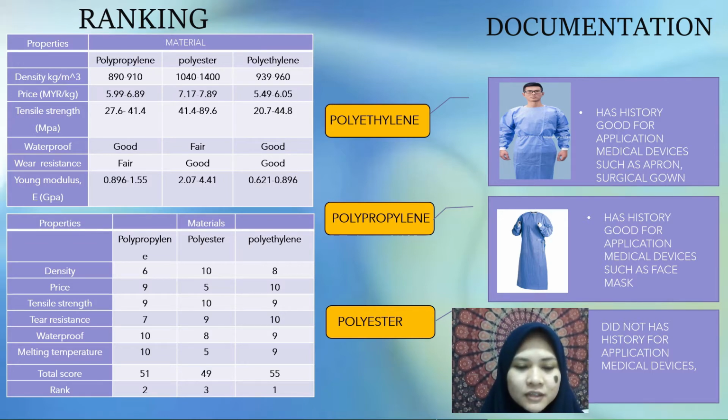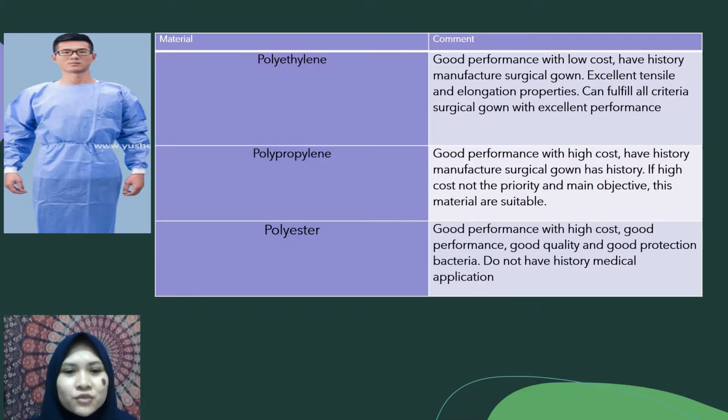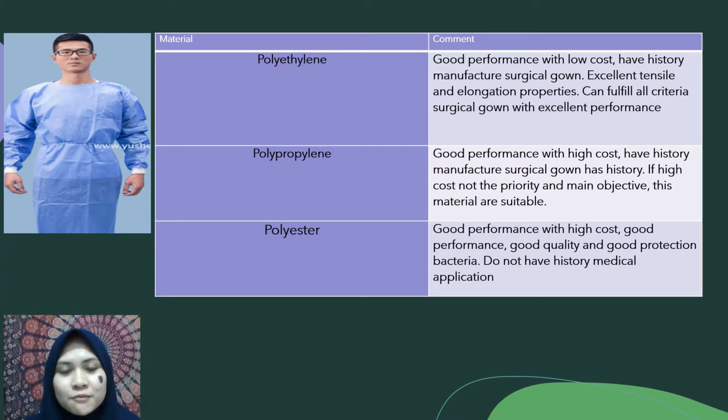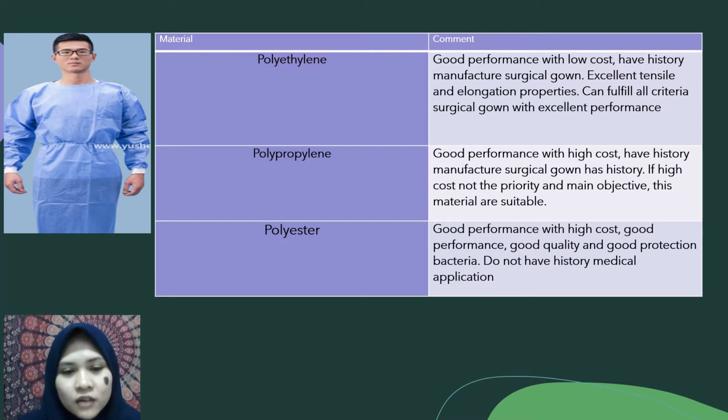From the supporting information, we get that polyethylene and polypropylene have a history in application in medical devices such as aprons, surgical gowns, and face masks. Between polyethylene and polypropylene, both have good performance, but polyethylene is the most suitable material for the surgical gown. Because our objective is to minimize cost and polyethylene has a cheaper cost compared to polypropylene, although it also has the highest tensile strength. So polyethylene can achieve our objective in this material selection for the surgical gown.